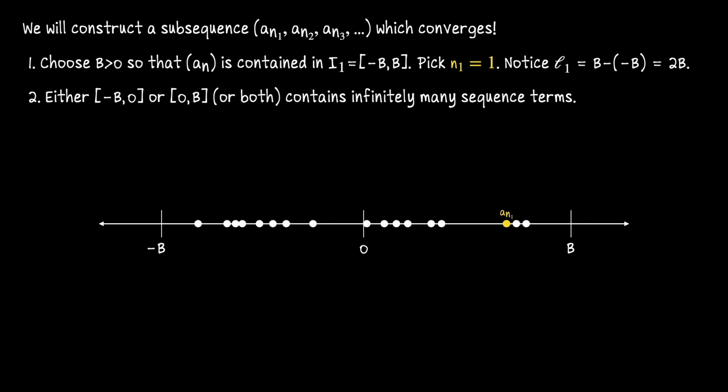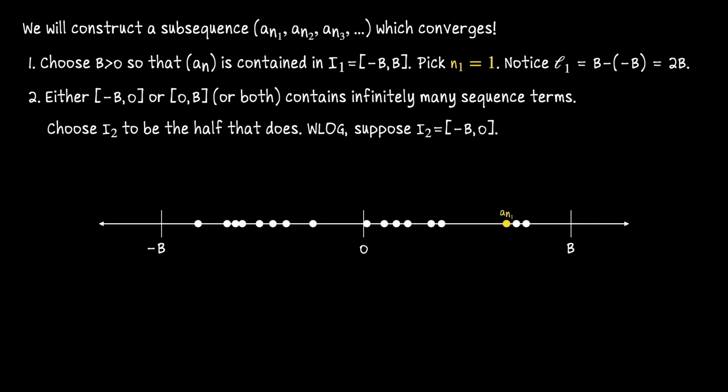Therefore, at least one of these two halves must contain infinitely many sequence terms in its own right, because if both of them only corresponded to finitely many sequence terms, when you glue them together, you wouldn't have an infinite sequence. With that information, the next interval that we will care about is whichever one contains infinitely many sequence terms. Perhaps both of them do, but in that case, you just make a choice. So choose I2, our second interval, to be a half of the original interval which contains infinitely many sequence terms. And for the sake of this argument or the illustration, let's imagine that it's the left half.